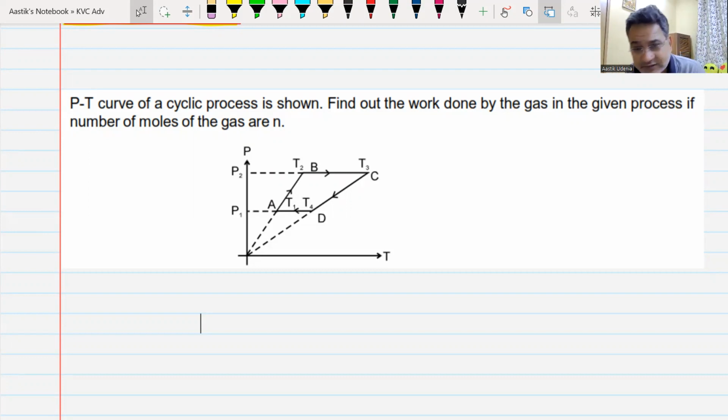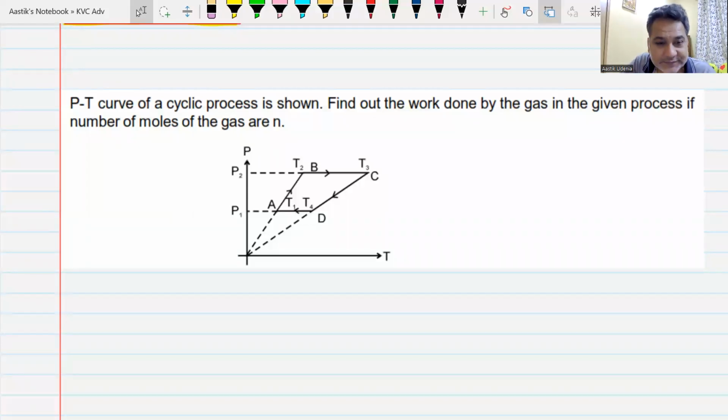PT was the only one that is left. And this is the PT graph. The PT graph of a cyclic process is shown in the figure. Find out the work done by the gas in the entire cyclic process. The number of moles is n. Take a deep breath, try to understand, mark what process you can see. Every question is a question that may come in your JEE.